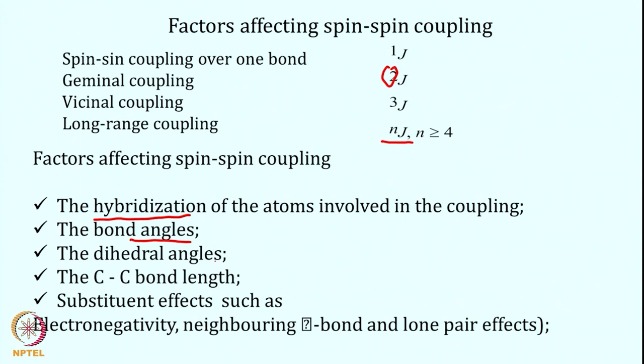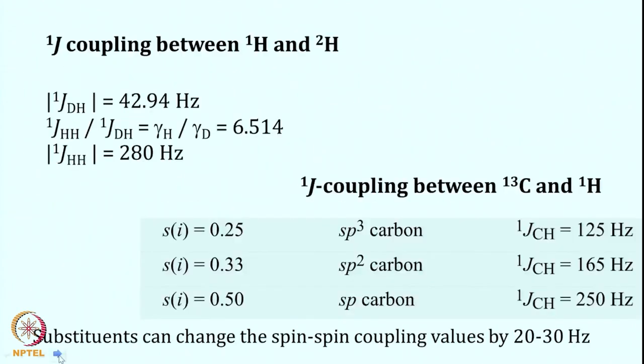Today we are going to understand all these. And if there is a substituent, like a lone pair, a pi bond, or some electronegative group attached, that also affects the strength of the spin-spin coupling or J coupling. We will be discussing that today, giving some examples. So let's start with one-bond coupling.